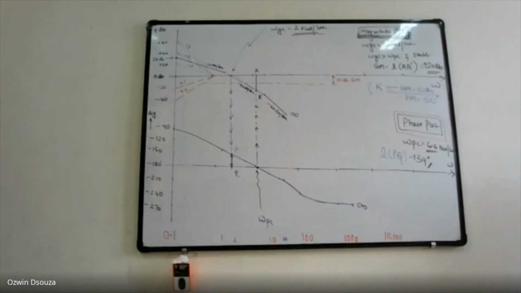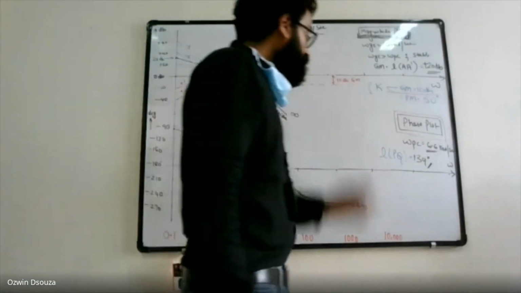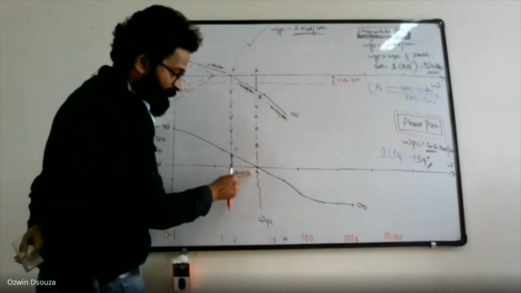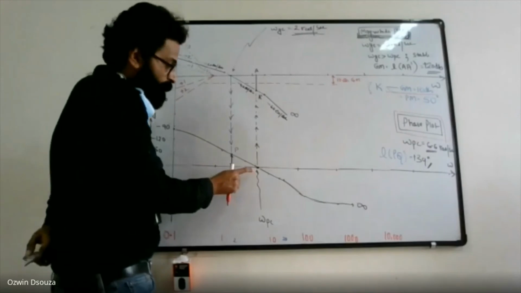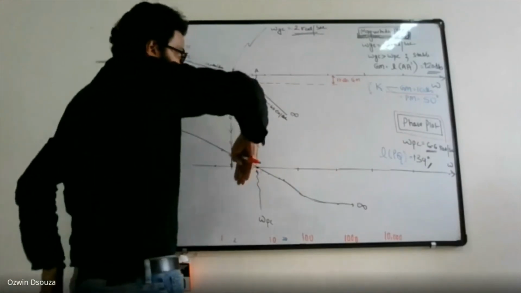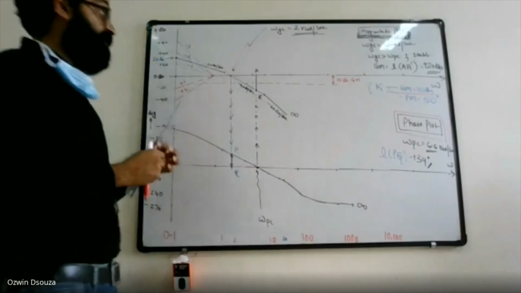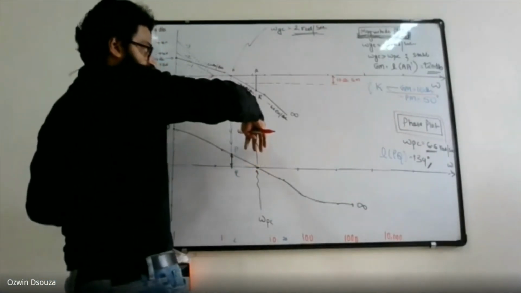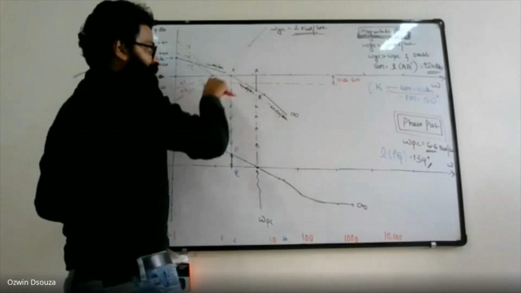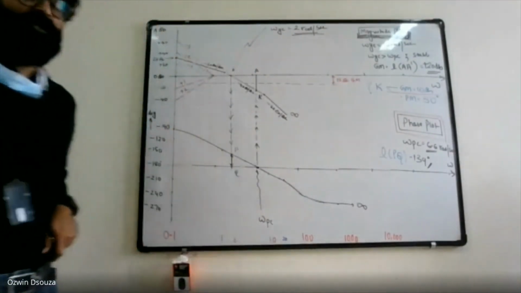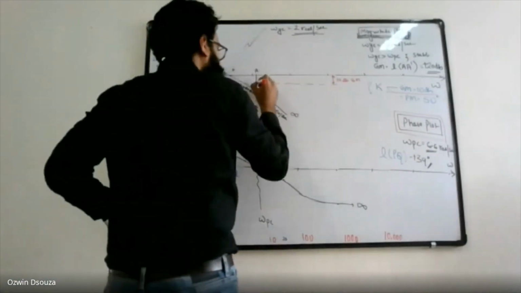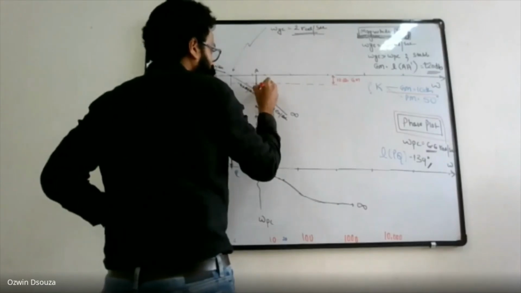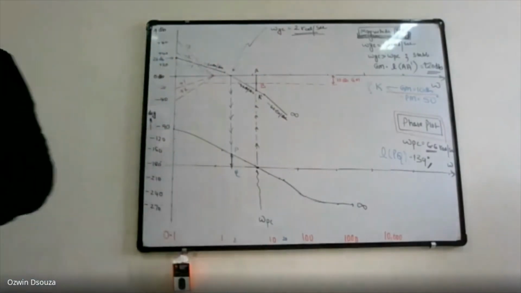The next step is to locate the phase crossover frequency. So where is the phase crossover frequency? It is omega pc, it is here. In the next step, draw a straight line vertically upwards, which is already drawn, such that it cuts the 10 dB line. The 10 dB line is getting cut somewhere over here. Let me take that point as point B.